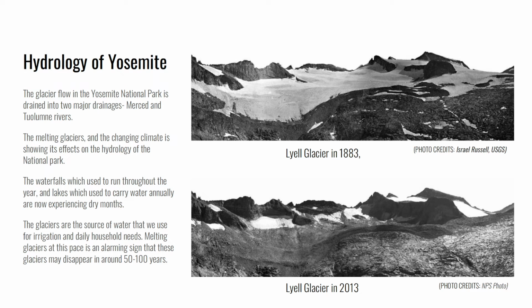The hydrology of Yosemite is dependent on its two major glaciers, the Lyell and the McClure glaciers, that drain their water into the Merced and the Tuolumne rivers. Comparing the two images on the right taken in 1883 and 2013, it clearly shows that the Lyell glacier has melted almost 85% in the past century.